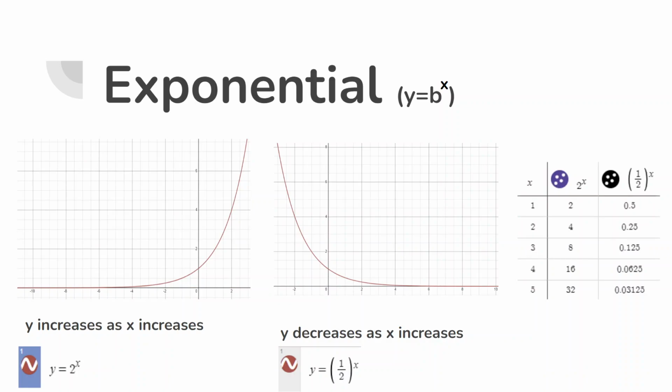If we compare the two graphs, we can see that the left one increases as x value increases, but the right one decreases as x value increases. If you look at the table here, when x value increases, 2 to the power of x increases, but 1 over 2 to the power of x decreases.